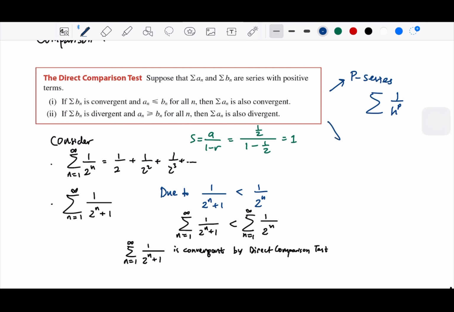The other series that might be useful is the geometric series, because we know that if r is less than 1 it converges, and if r is greater than or equal to 1 it diverges. I think these two will be very common to compare with. So if you have an unknown series, these are the two series you can pick: first the p-series that you can easily look at and compute, and the other one is the geometric.